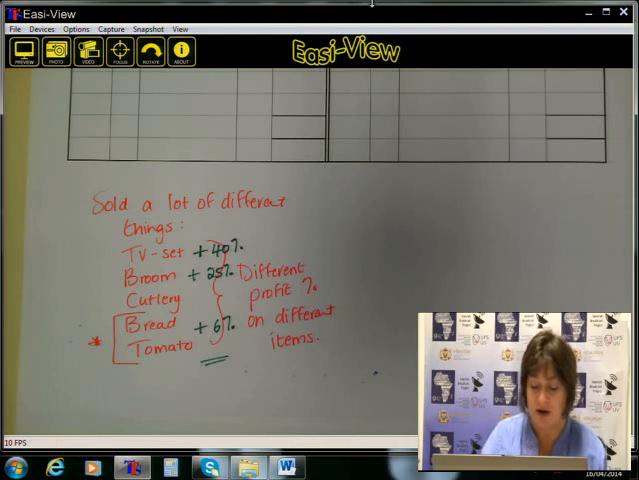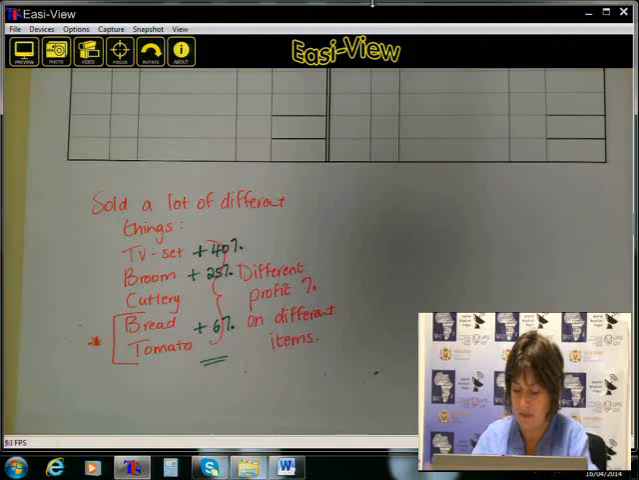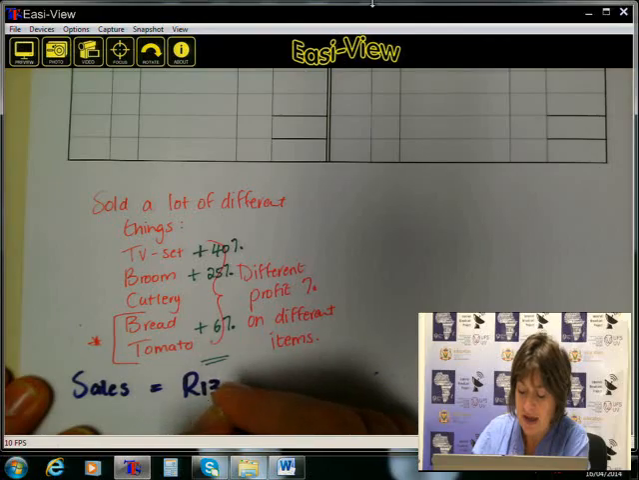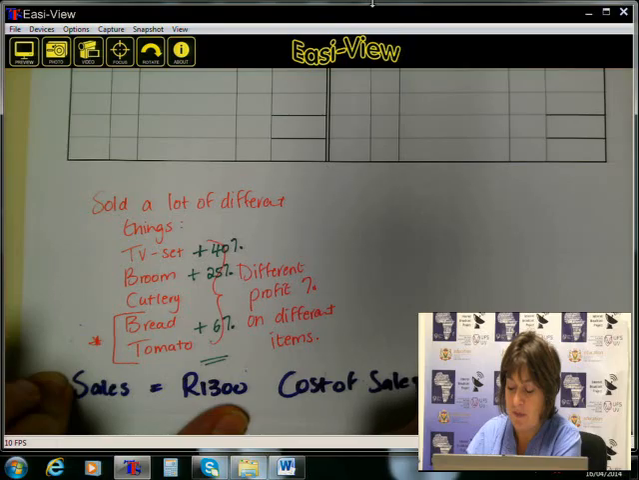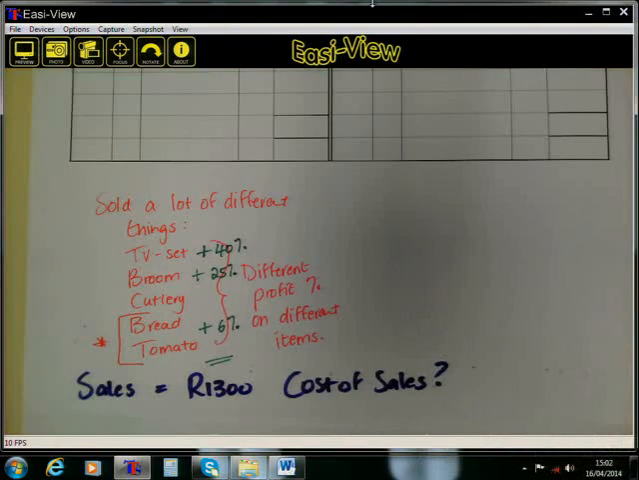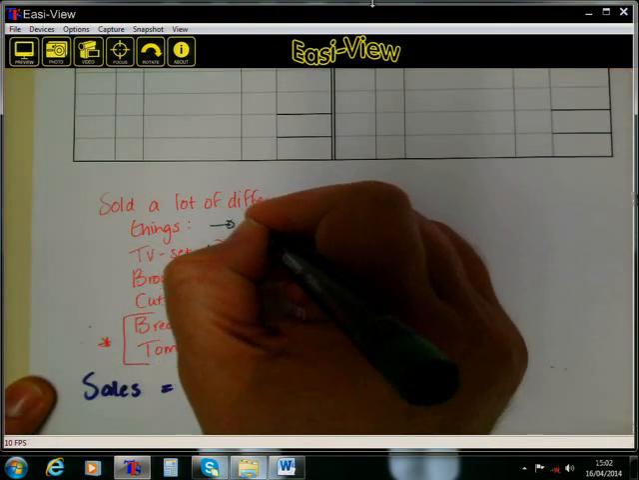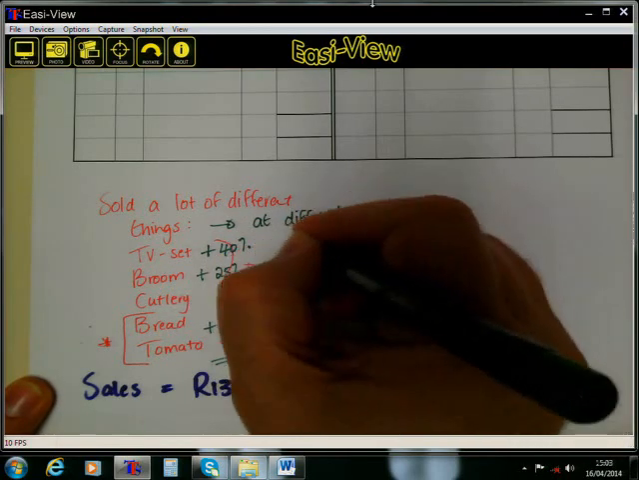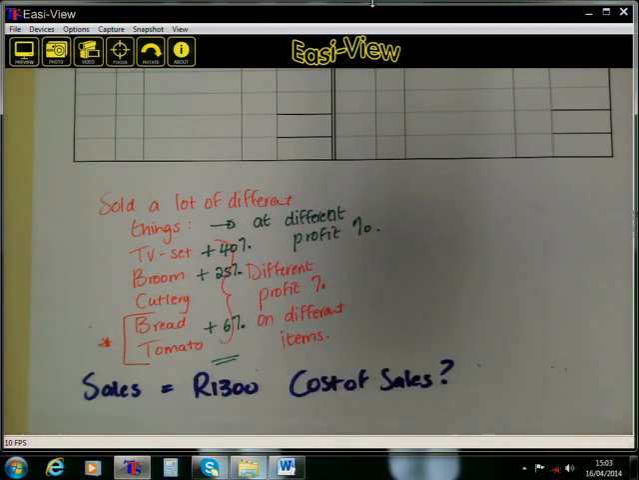So if you come in front and the selling price of your trolley, your sales is 1,300 Rand, you cannot work out the cost of sales by the press of a button because of different profit markups. Sold a lot of different things at different profit percentages. And that is the perpetual system.